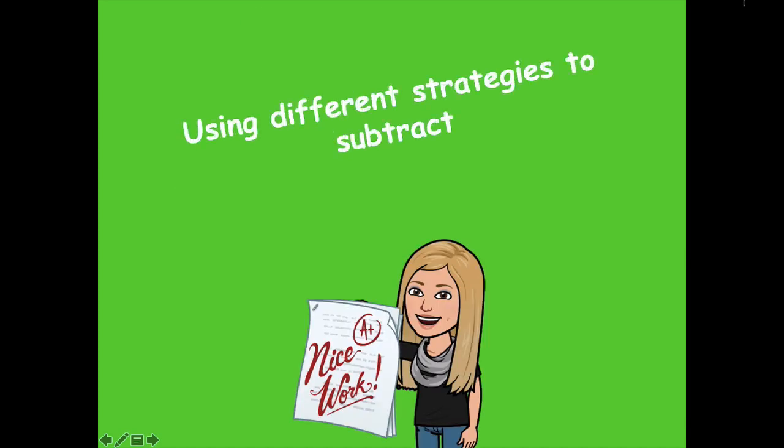All right, so nice work, friends. You guys did a wonderful job using different strategies to subtract, especially with those multiples of 100 and the 0 in the tens place.